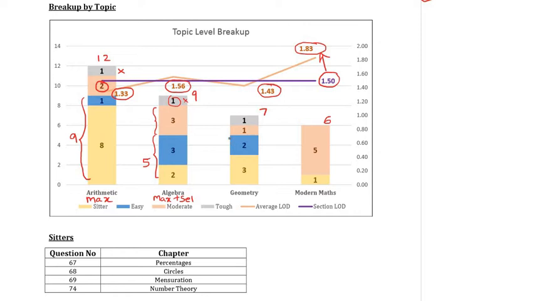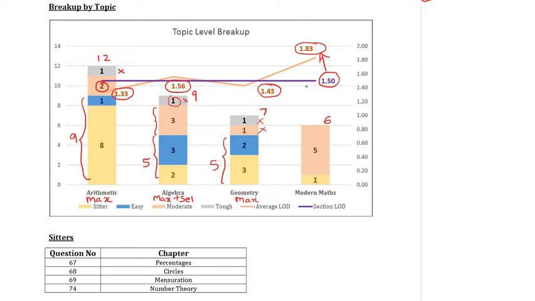Looking at geometry, there was a further similar breakup with respect to algebra. Of these 7, here the good part, and as you can see, its LOD was less than algebra. Why? Because of these 7, there were 5 questions which were easy or sitters. So definitely a lot of potential to attempt questions here. There was just one moderate and just one difficult question. So if you found them tough, both of them could have been skipped. But again, here the strategy could have been to maximize your attempts. So here, unlike a lot of mocks, there are 3 areas where you can maximize a lot of attempts.